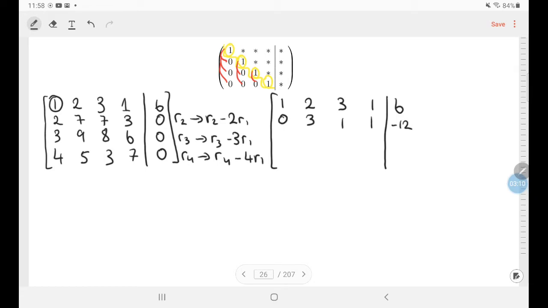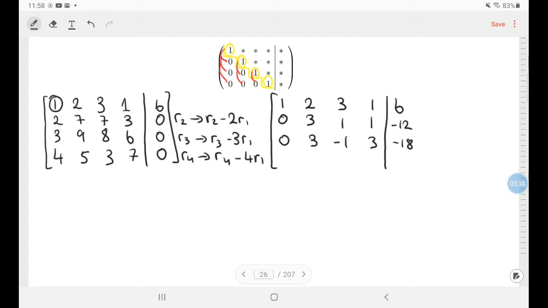Now I'm going to go for the third row. 3 minus 3 is 0. 9 minus 6 is 3. 8 minus 9 is minus 1. 6 minus 3 is 3. And 0 minus 18 is minus 18. I'm going quicker there than I normally would in class, but this is the beauty of the offline. You can pause me and kind of go through it yourself at your own speed.